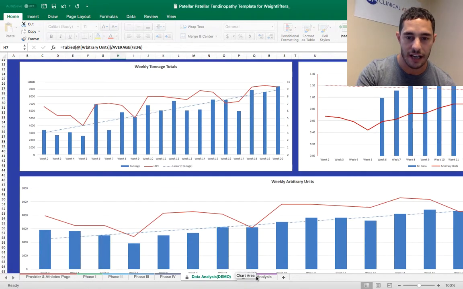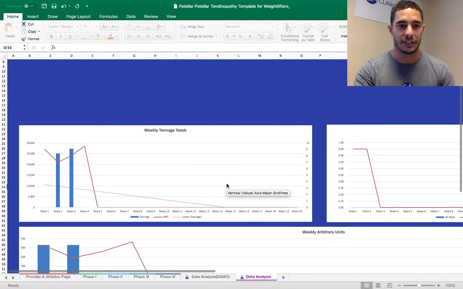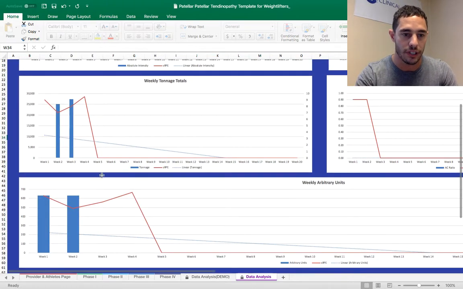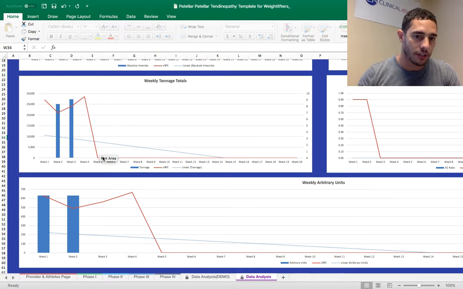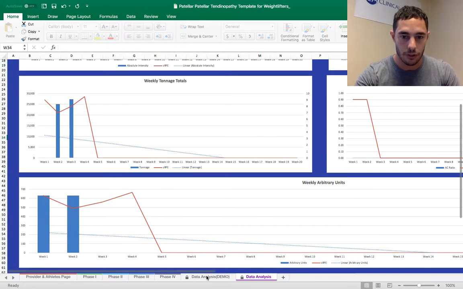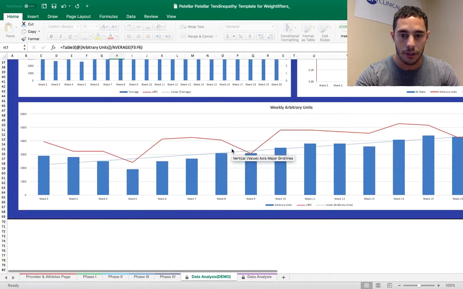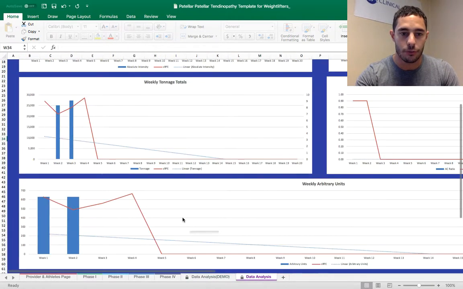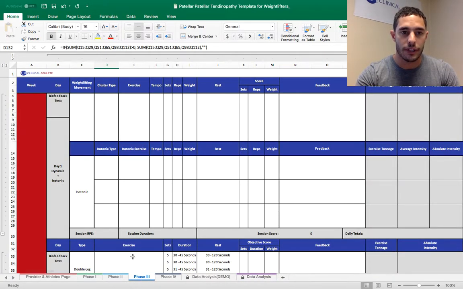And then this is the data analysis tab that will actually be live and changing for you week to week. It looks a little funky right now because I only had those 2 days in phase 2 populated, but this tab will look somewhat like this tab when the athlete is going through from week to week. Hopefully that makes sense.